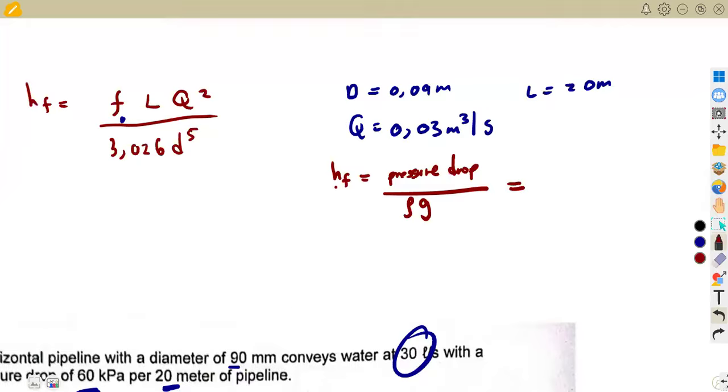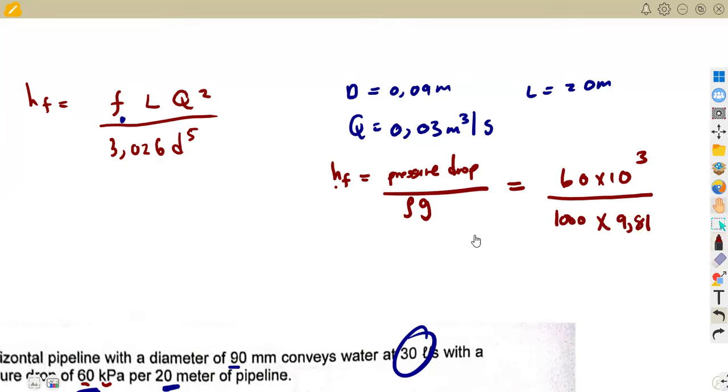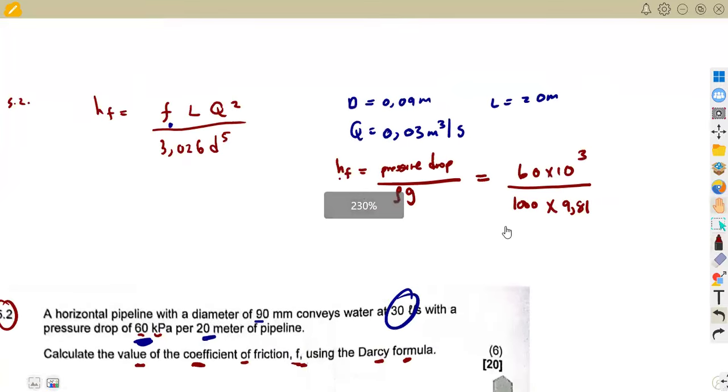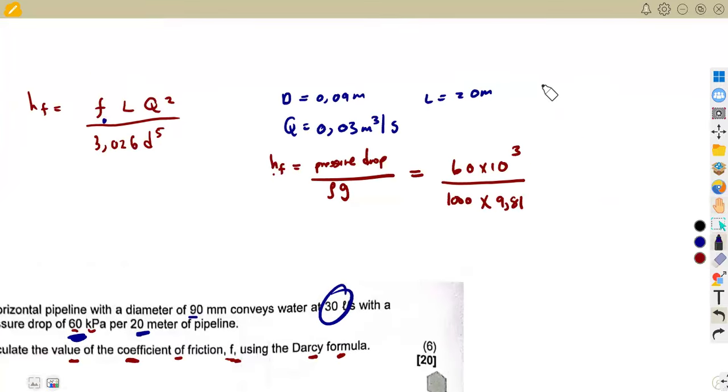What is our pressure drop? It is 60 kilopascal, which is 60 times 10 to the exponent of 3, over the density for water. For water, the density is what? 1,000 kilograms per cubic meter, times our gravitational acceleration. The density for water they can give us, but you're supposed to know it. It's 1,000 kilograms per cubic meter. So we obtain HF, and that HF is 6.116 in meters. Remember, this is the pressure head.